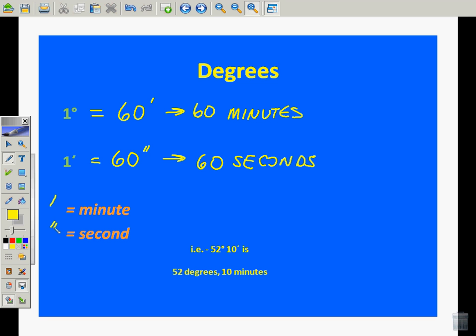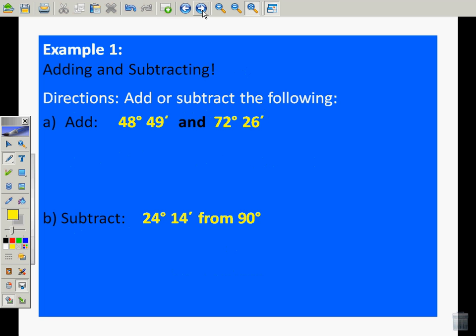Okay? So what can we do with these? Degrees, minutes, this is what we talk about when we talk about nautical things, when we talk about navigation, when we talk about latitude and longitude. So minutes and seconds are going to come in handy when we talk about those things. What do we do with them? We can add and subtract them.